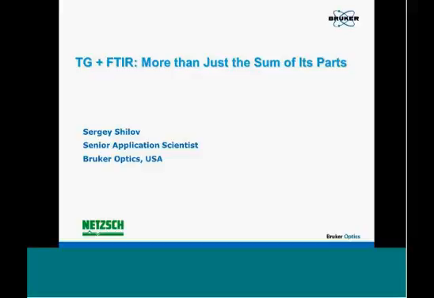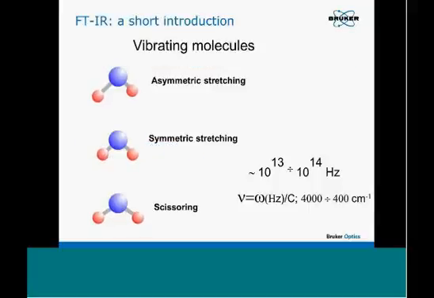You now know about how TG works, and basically it shows you a mass change when you decompose a sample. But what can you do? Any additional information about this? How does the chemistry go when you decompose a sample? Well, let's start with the very basics.